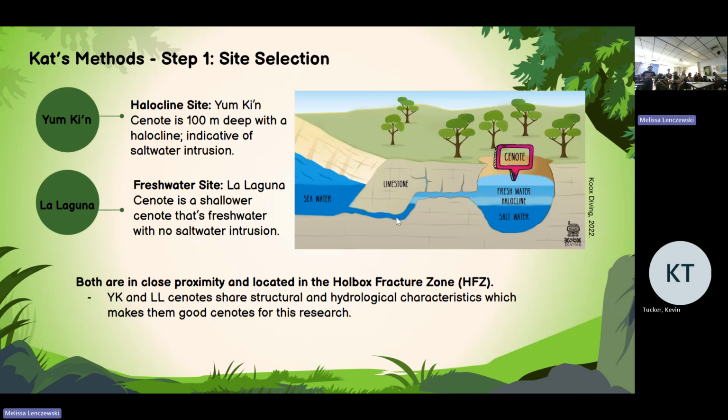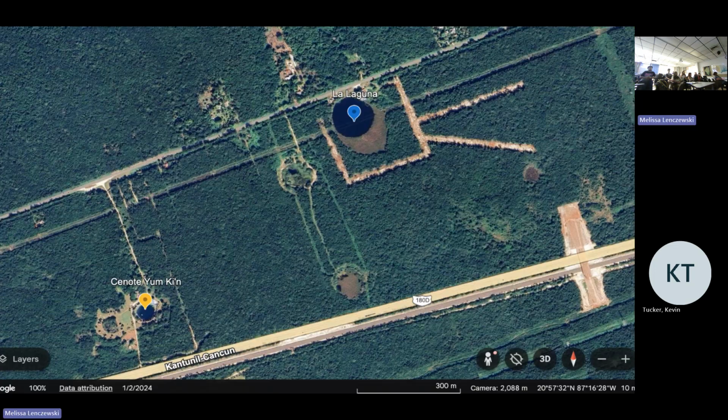La Laguna is a freshwater site that's shallower, so it would only come up to the freshwater layer. Both are in proximity to each other, and they are both located in the Hopash fracture zone, which means that they share structural and geological characteristics, which makes them good cenotes for this research. And this is a Google Earth image that shows how close they are to each other. This is La Laguna, and this is Yumkin.